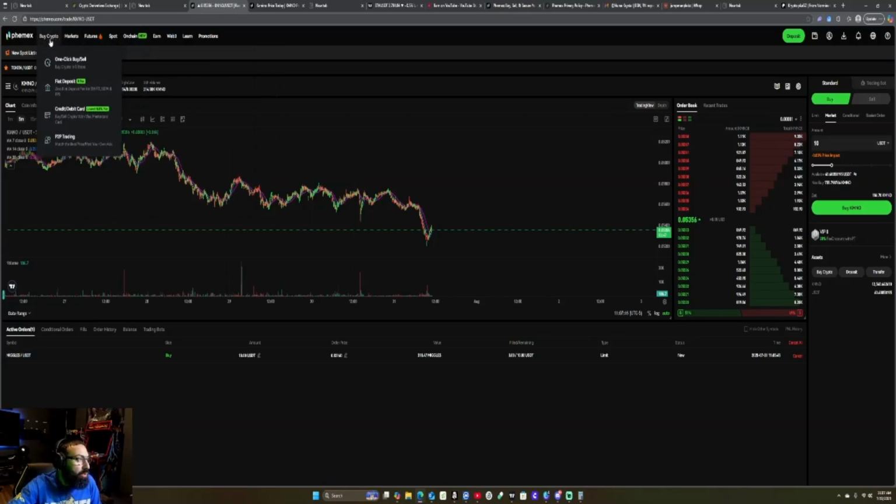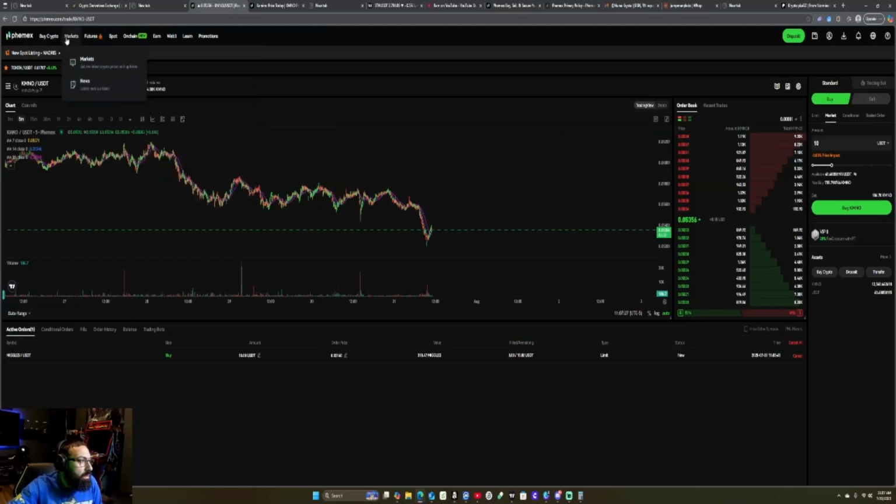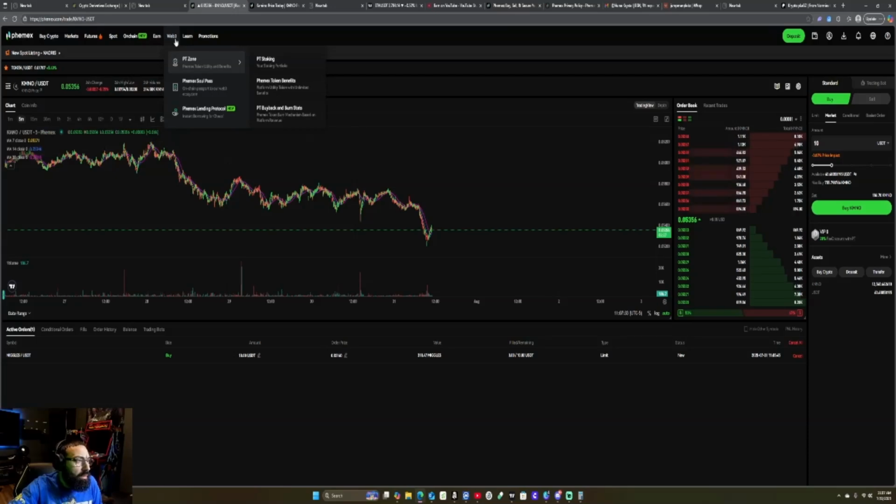Let's go through some of the other stuff they have here. I know they have this Phemex feature. Let me see if it's in here. I don't see it. I know they did a lot of moving stuff around. Yeah, I don't see it right now.